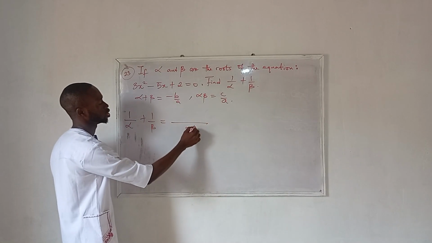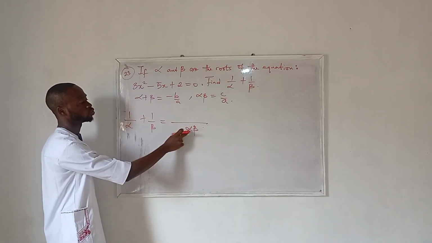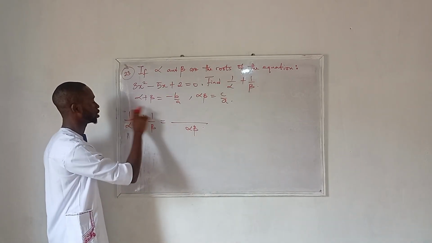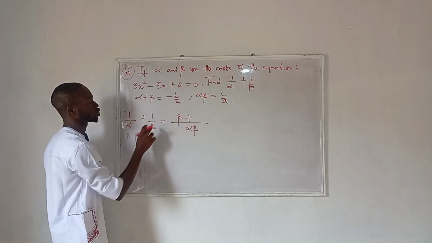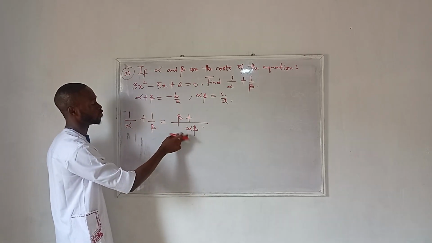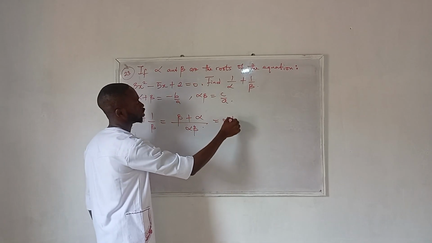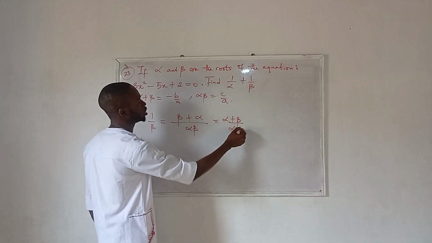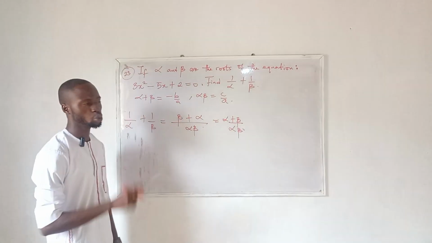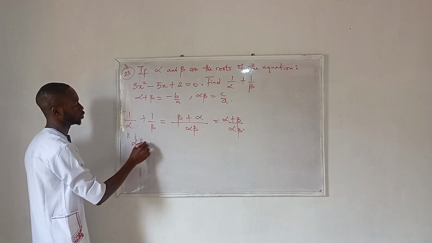So LCM is what? Alpha beta. Alpha will cancel alpha. What we have left is beta. Beta times 1 is what? Beta, plus beta cancels beta. What I have left is alpha. Alpha times 1 is what? Alpha. Now it's looking like it, right? If I write alpha first before beta, then you notice that these two terms are already there. So what I need to first find is alpha plus beta.